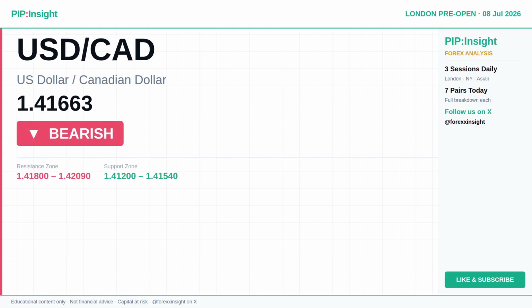Dollar Canada. The chart is showing bearish structure on this session. The 4-hour trend is to the downside and the 1-hour is also pointing lower. Resistance is marked between 1.418 and 1.4209. Support is marked between 1.412 and 1.4154. Here is the full chart breakdown.